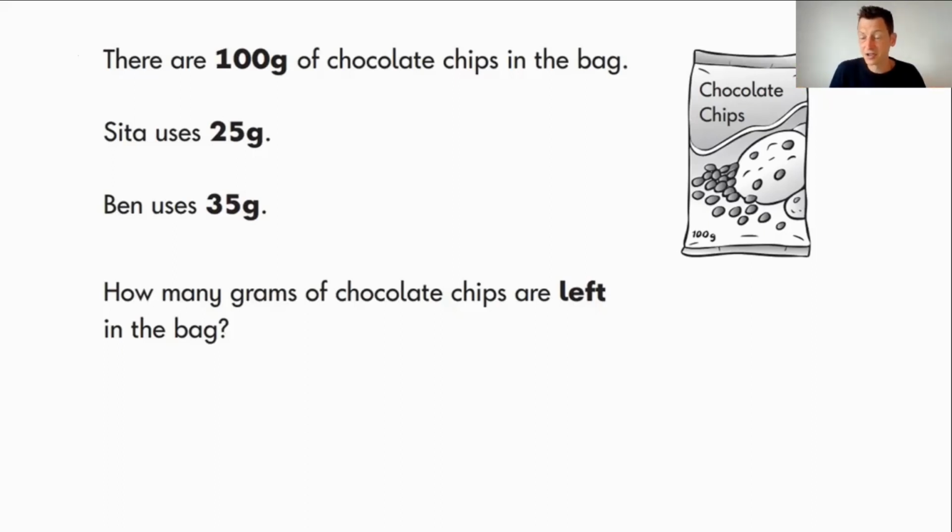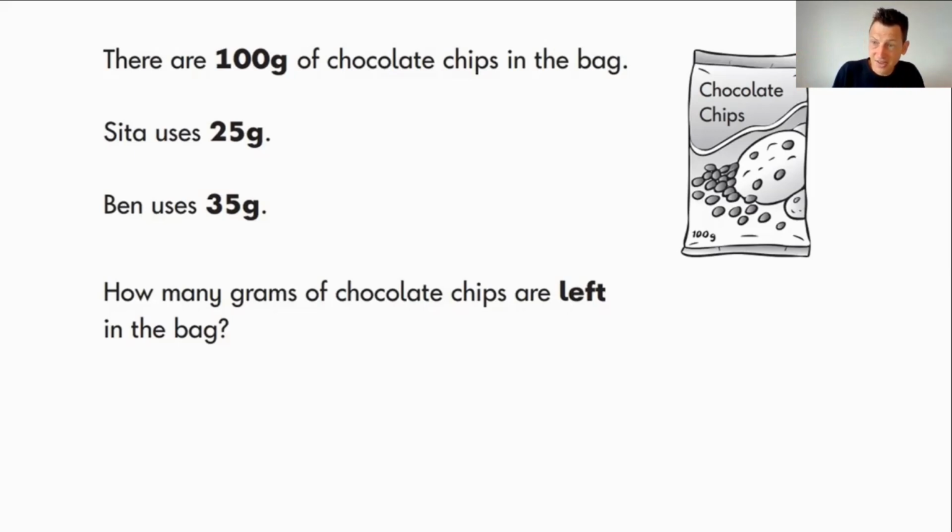And again, I imagine if we give children this, some will be able to answer it, some won't, and will have, you know, relatively low success. We've got challenge in the calculation that's involved, as well as understanding the structure. Children might not necessarily know what it means if Sita uses chocolate chips rather than eats them. We have them in grams rather than as individual chocolate chips. And we are starting at a high level of challenge.